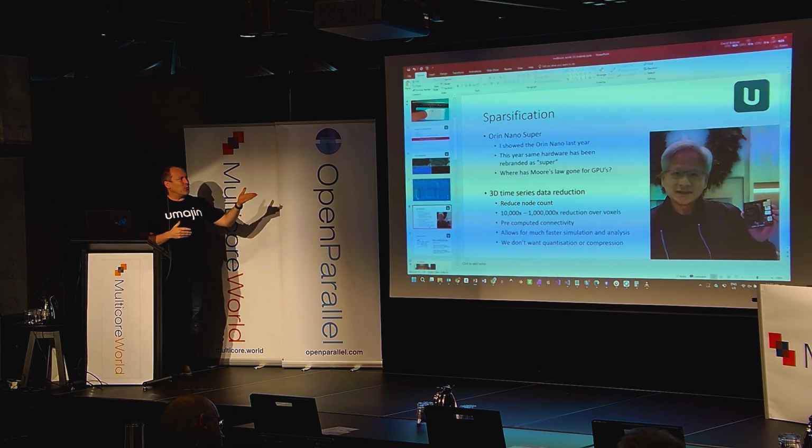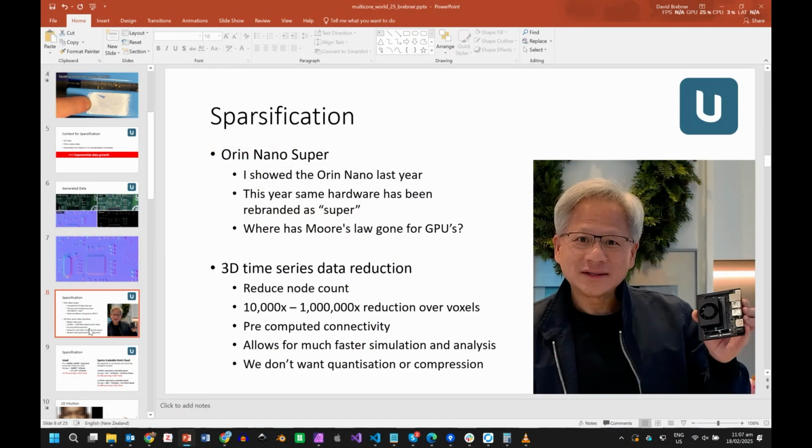So last year I also showed the Orin Nano. This year it's been rebranded as the Orin Nano Super. So to the point of some other speakers, what's happened to Moore's Law here, essentially it's a really nice, well-performing part, but it has a power threshold. So the whole idea is this runs on a 15-watt TDP. There isn't much more you can do within that power threshold, at least at the moment.